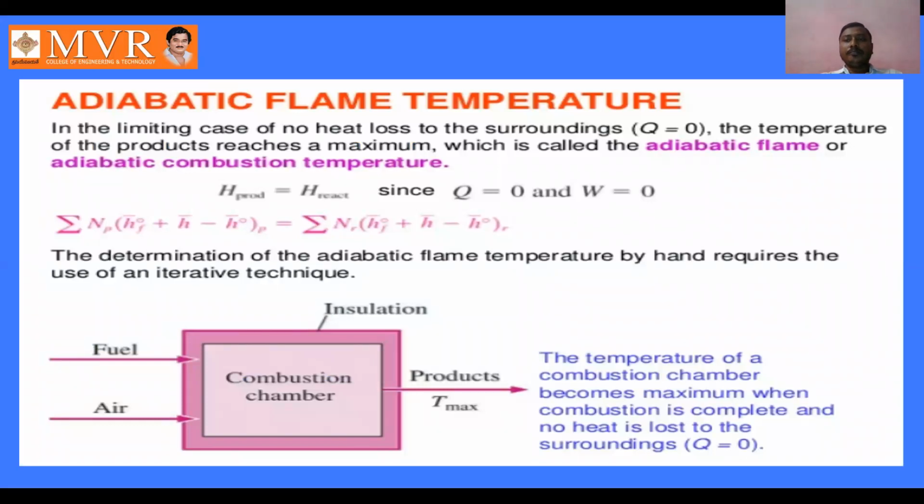See here, in the limiting case of no heat loss to the surroundings, means no heat is transferred outside, that is, heat is equal to 0.